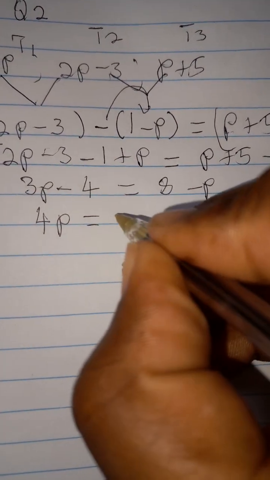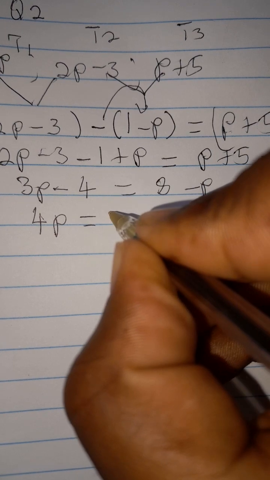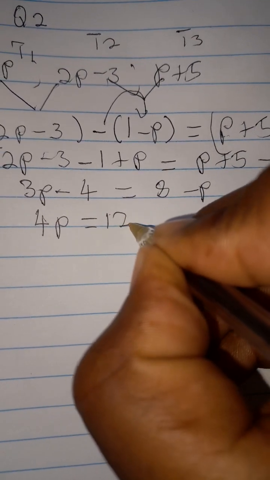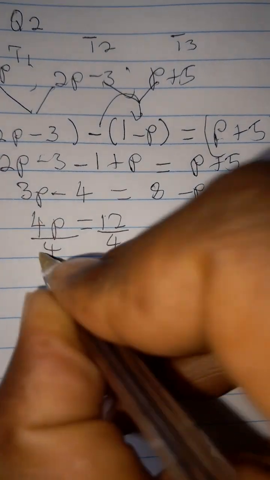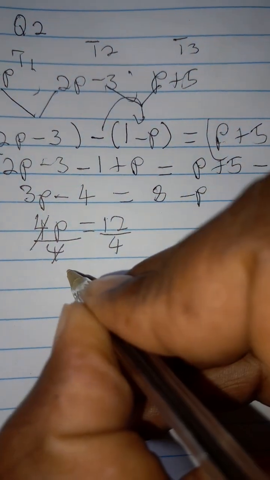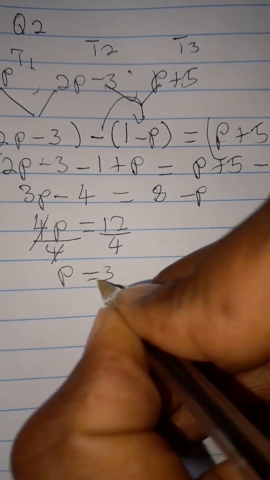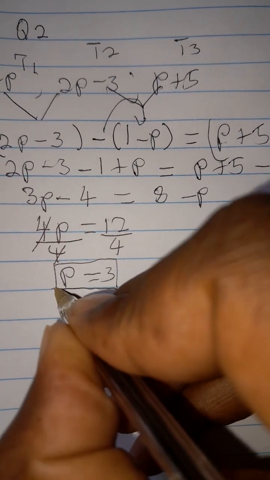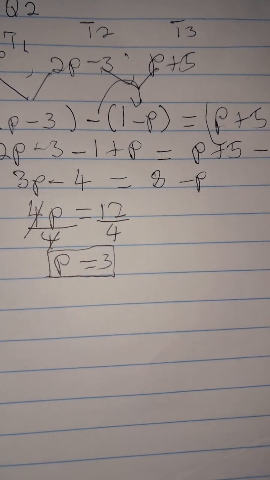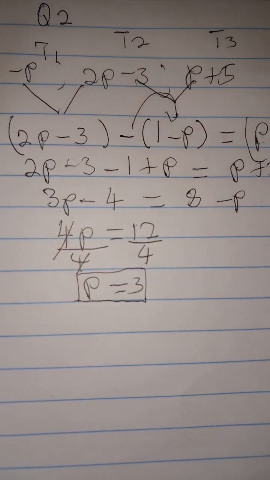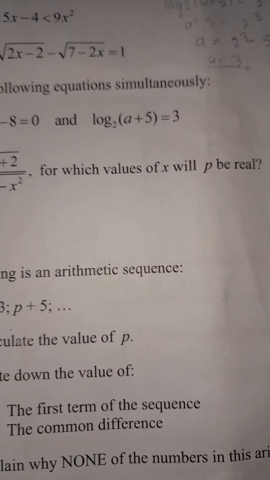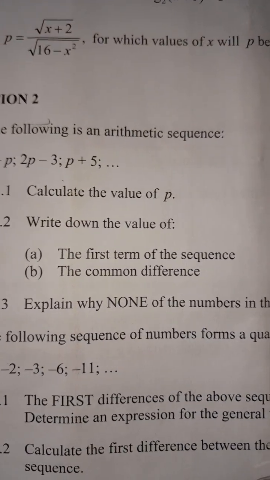So let's transpose negative 4 to the other side. That will be 8 plus 4, which is 12. So we are going to have 12. Then divide by 4. How many times does 4 go into 12? That will be 3 times. So in other words, p is 3. So that's how you can get those 2 marks. They're stingy, no? They're stingy. 2 marks for just working out p.